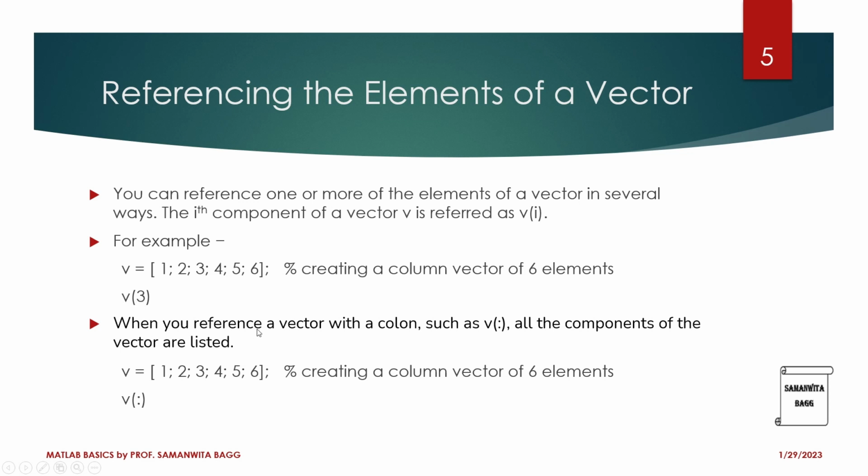When you reference a vector with a colon, such as v(:), all the components of the vector are listed. So suppose I have a vector v which is 1, 2, 3, 4, 5, 6. These are the elements. This is a column vector of 6 elements. And if I write v and colon, all these elements will be listed.